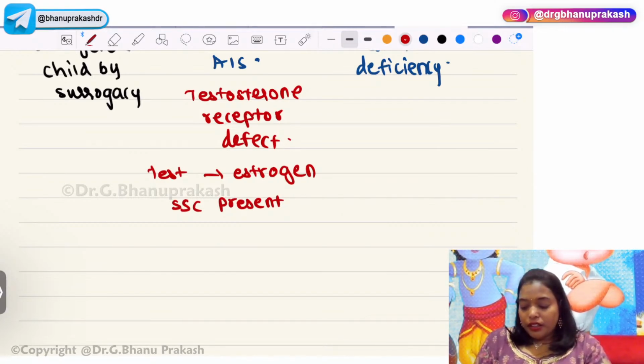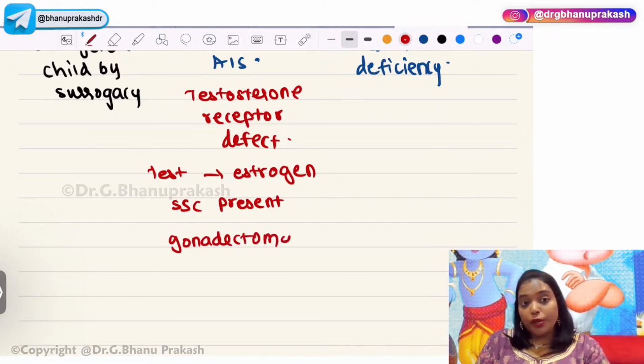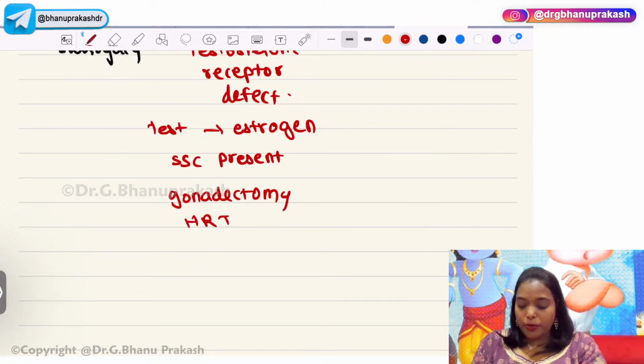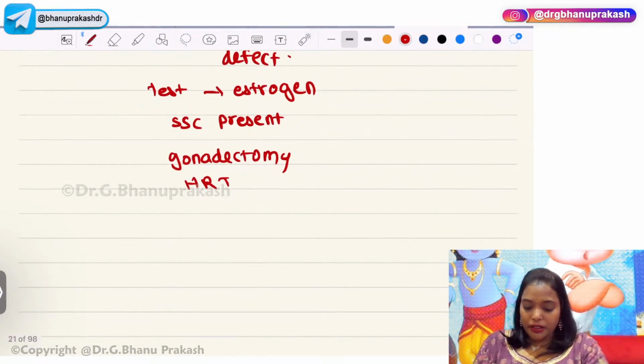So here, we have to do gonadectomy. And after puberty only, you should do gonadectomy so that she can develop the secondary sexual characteristics. After the gonadectomy, you have to put her on hormone replacement therapy, right? And then she cannot have her own genetic child. So she has to go for adoption. Yes. Very good, Divya. So you have to give HRT with both estrogen and progesterone, and that too after puberty.